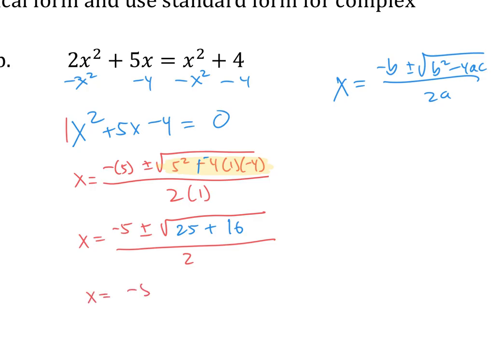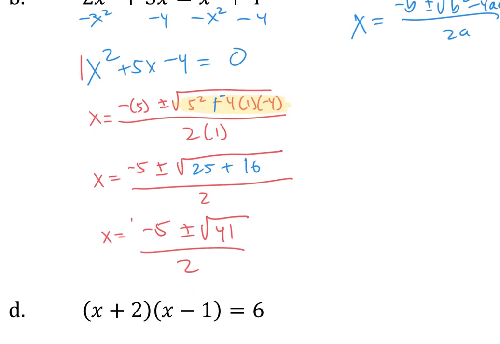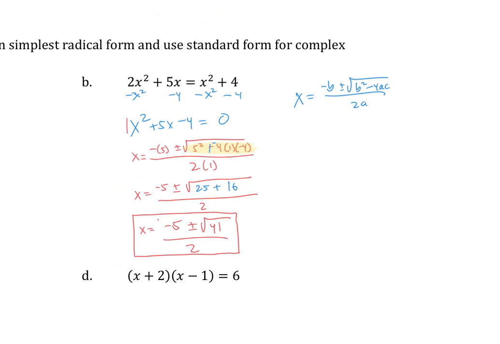Okay? Negative 5 plus or minus, this is the square root of 41 all over 2. Now, I don't know what the square root of 41 is, and it can't be simplified. Is there a perfect square that goes into 41? I don't think so. So we leave it alone, and that's good enough right there. Okay?